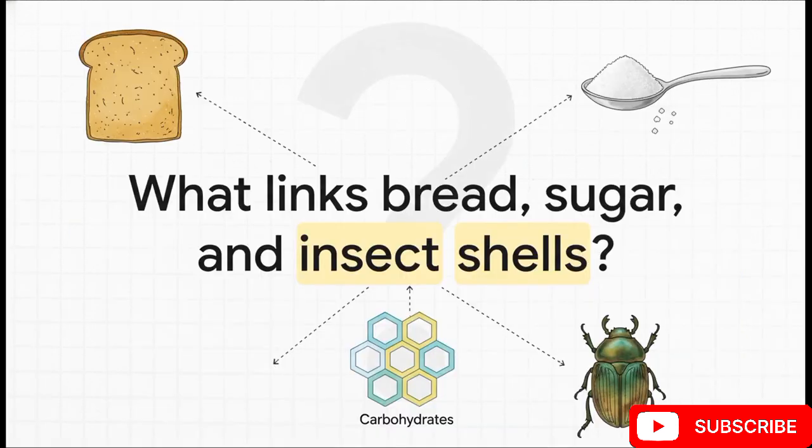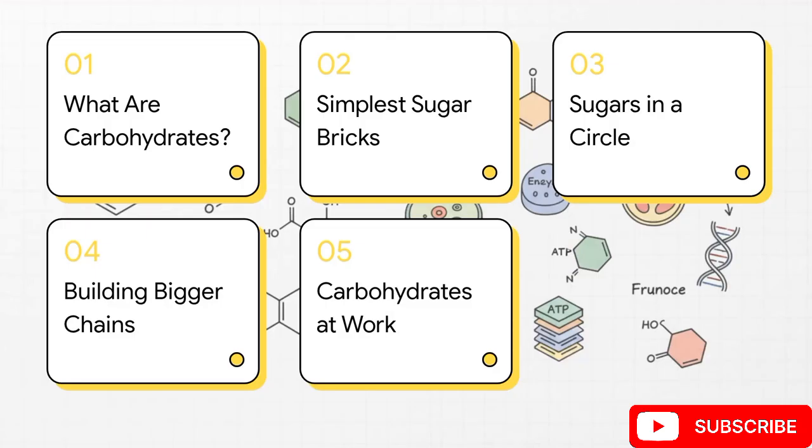So, to get our brains warmed up, here's a little puzzle for you. What on earth could possibly connect a slice of bread, a spoonful of table sugar, and the hard protective shell of a beetle? I know, it sounds like a totally random collection of things, right? But the answer is the same for all of them, and it all comes down to the beautiful chemistry of carbohydrates.